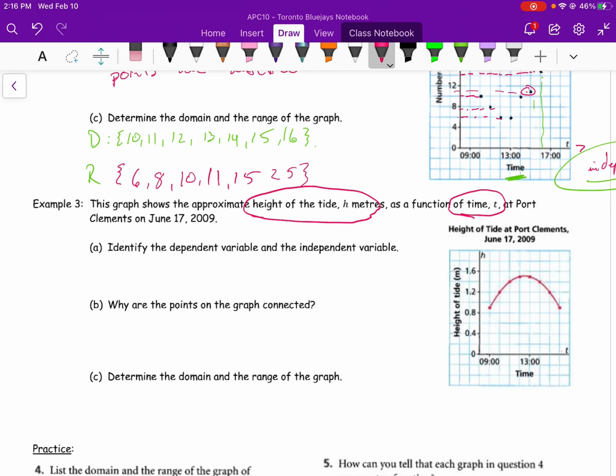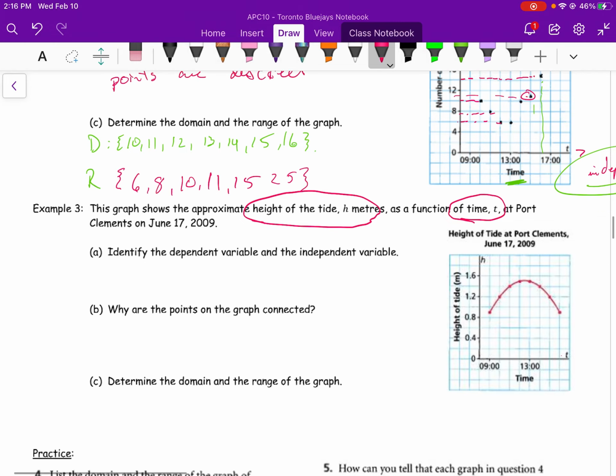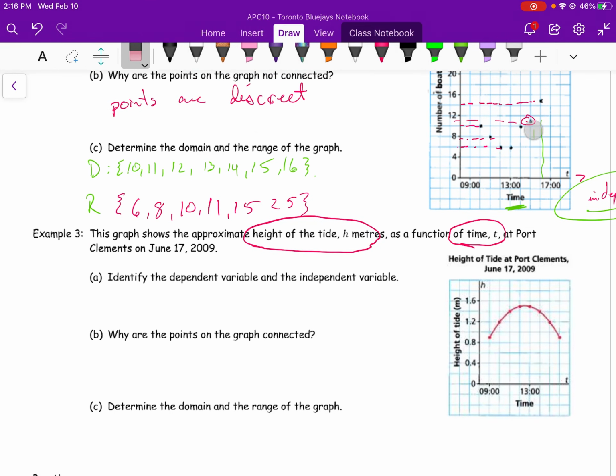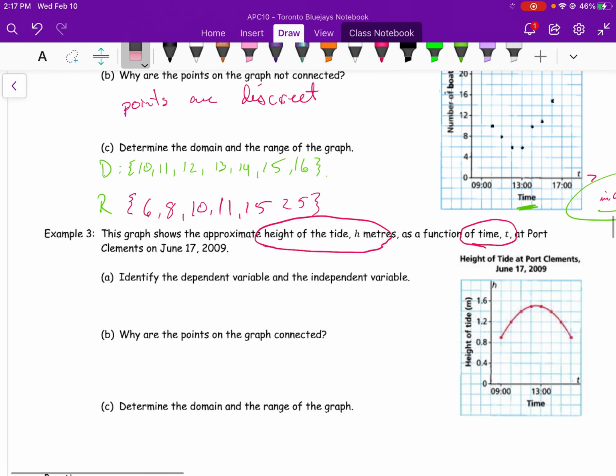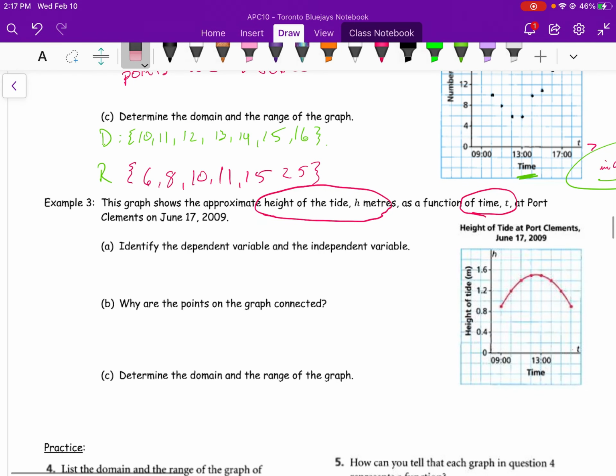Now, we notice that the graph looks a little bit different. Previously, the points were just points. We didn't connect the dots. Whereas the tide, we would describe it as continuous. We are certain, well, we'll get to that point maybe, and I'll talk about those 2 points. Identify the independent variable and the dependent variable.